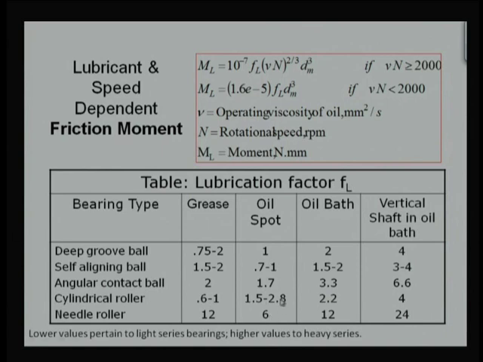Again, these are based on experiments, and there may be some change if we shift from one catalog to another. Coming to the vertical shaft, needle bearing should not be used, as it is again going to cause very high friction moment, almost 24 times compared to the cylindrical bearing, with FL at 24 in this situation. So based on this data, we can find out what will be the friction moment due to the lubricant and speed.